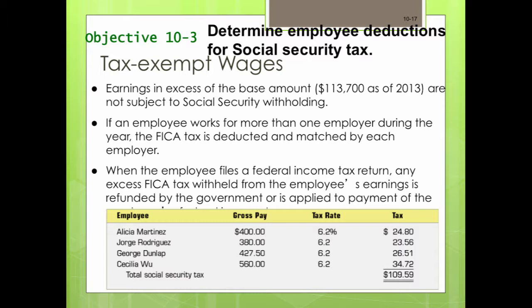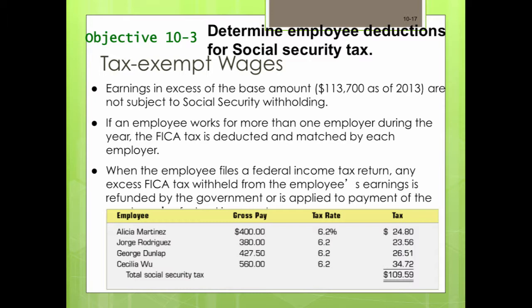Okay? So, if an employee works for more than one employer, FICA taxes are deducted and matched by each employer. Why do you want to know this? Well, when the employee files a federal income tax return, any excess tax is refunded.